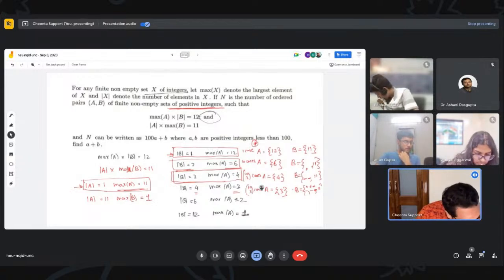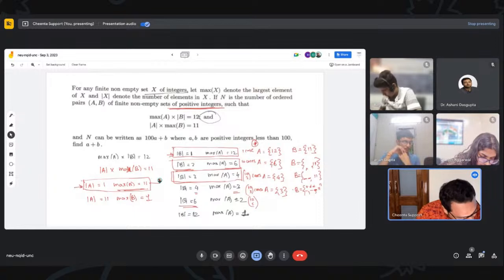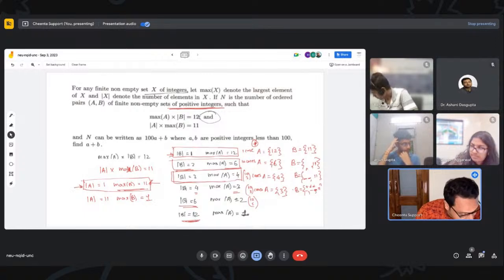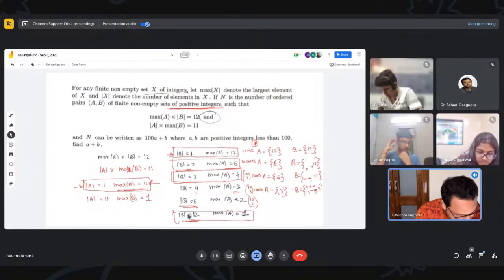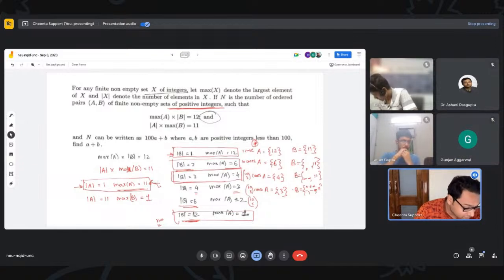And then similarly, you can see what's going on. So here this one will be 10 choose 5 cases. With 6 elements, the maximum value is 11, so 10 choose 5 cases. And with 12 elements, the maximum value is 11. Now that's not possible. So this last one will not happen, because max B is 11, but the number of elements in B is 12. That's not possible.